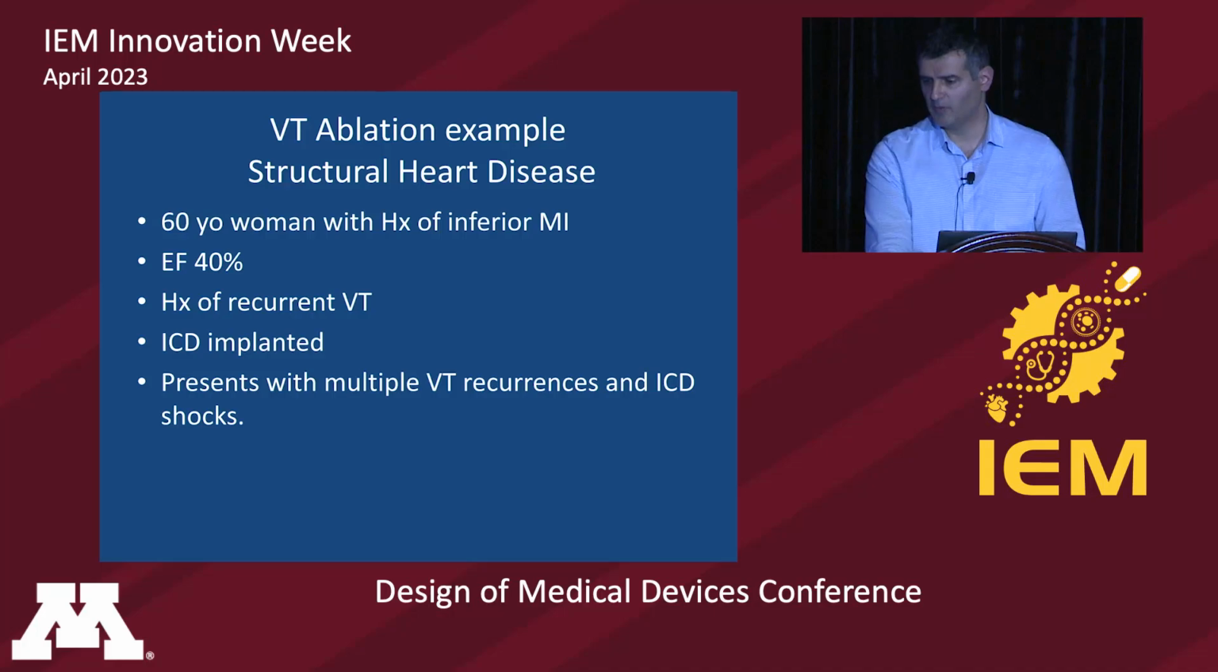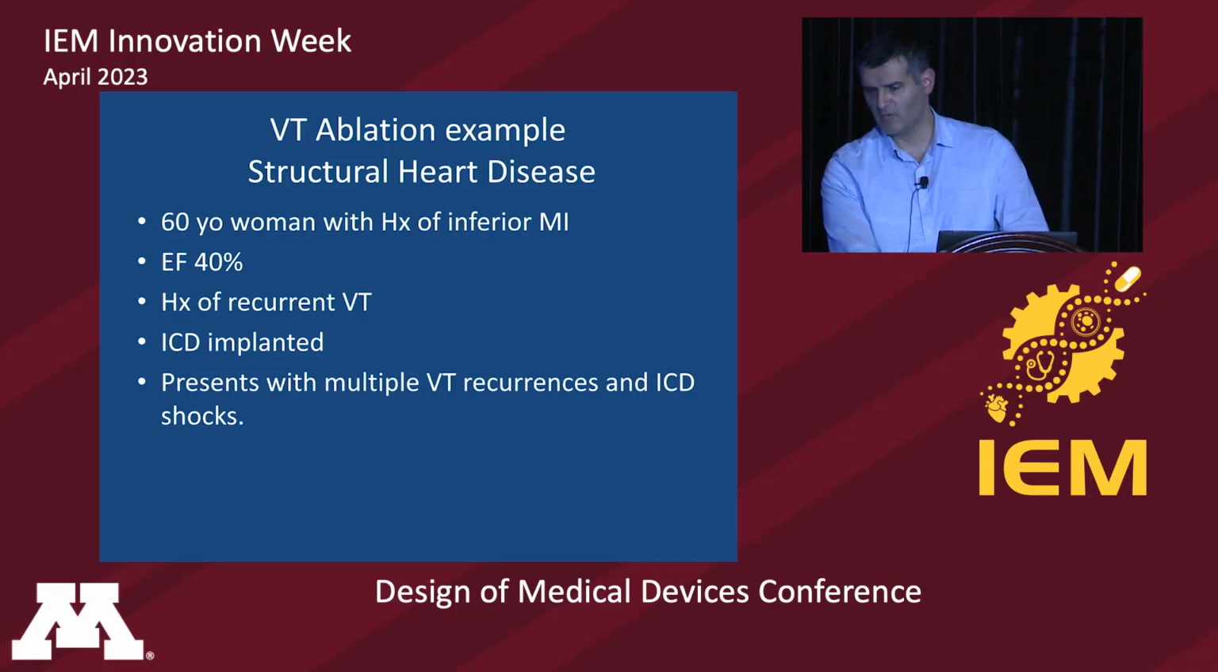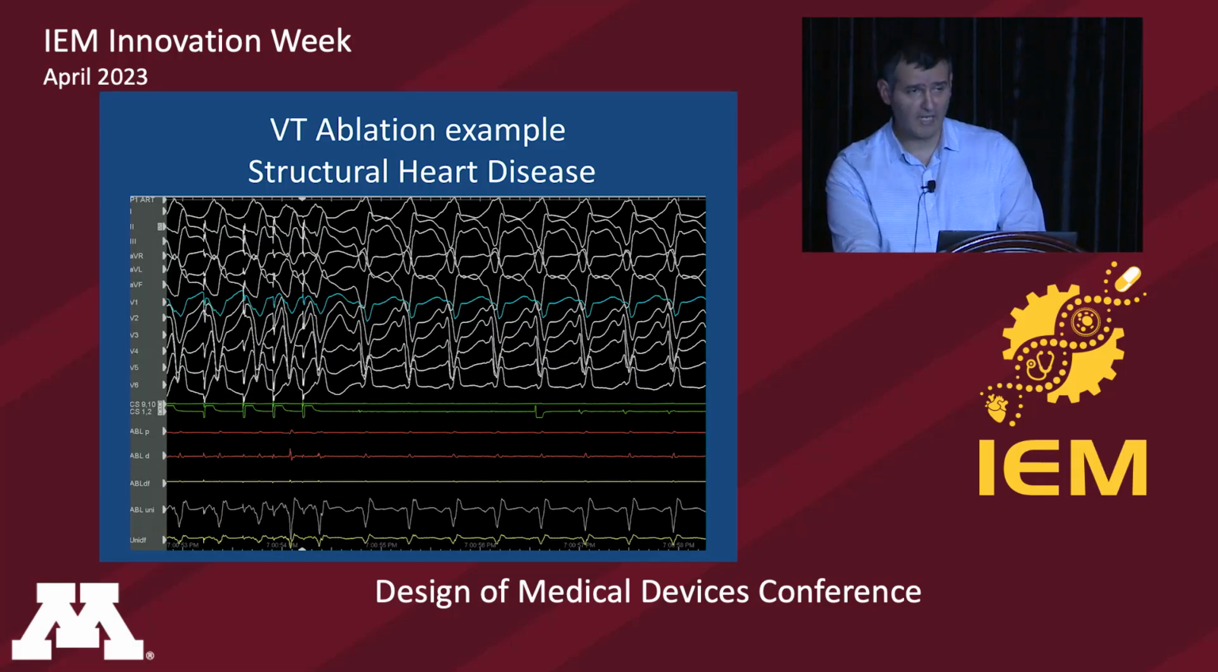So this is an example of a 60-year-old woman with a history of an inferior MI, EF of 40%. She has a history of recurrent VT. She got ablated multiple times, and she keeps recurring. So they referred her to us to say, hey, can we fix this VT? And so we go to the lab. Here you can see me pacing. I use this pacing technique to trigger the VT. So I say, okay, VT at 160 beats per minute or so. She's stable. I have time to map.